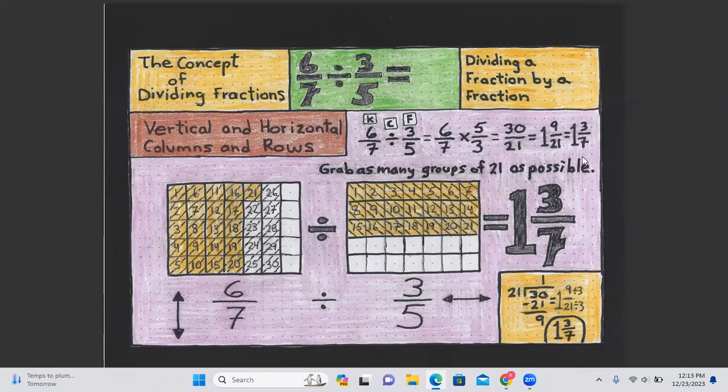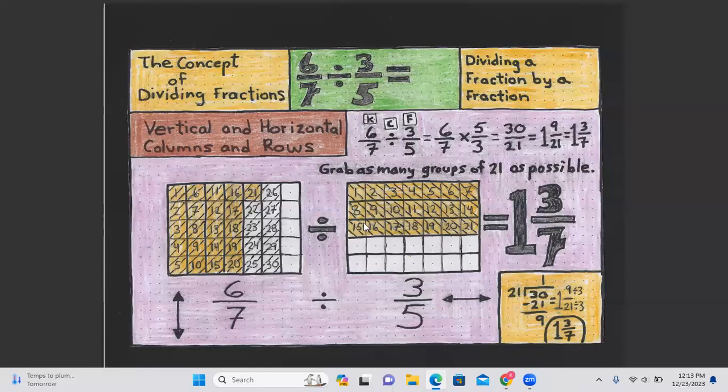Then we can now simplify 9 over 21 by dividing both numbers by 3. And that's why we get 1 and 3/7. And you can see that diagram right here in which we divided 9 by 3, 21 by 3 to get 1 and 3/7 finally as our final answer.